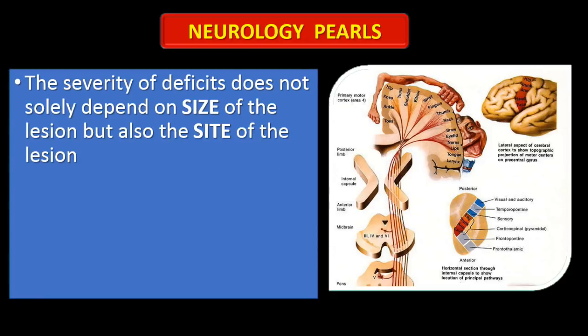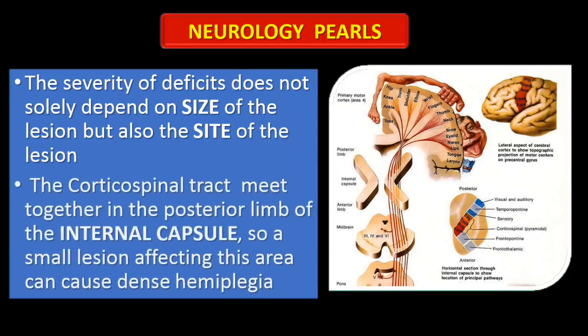So the severity of deficit does not solely depend on the size of the lesion, but also on the site of the lesion. Here, if you have a lesion here, you may have a pure motor weakness. Patient is hemiplegic on the right side with intact sensation. Why? Because these are purely motor fibers here. The corticospinal tract meet together in the posterior limb of the internal capsule. This is the internal capsule again. There you are. So a small lesion affecting this area can cause dense hemiplegia.